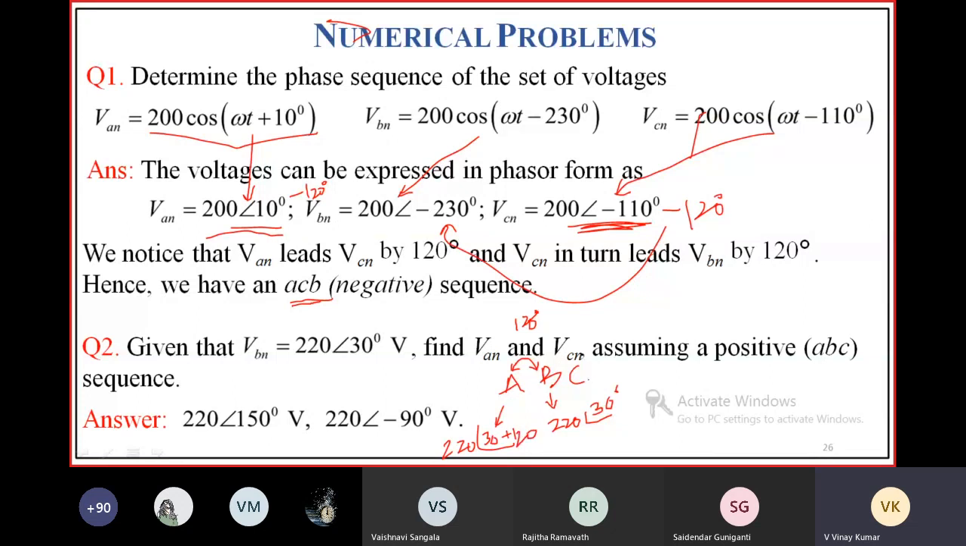Now coming to this. Phase C lags phase B by an angle 120 degrees. So 220 at an angle 30 degrees minus 120 degrees, which is equal to 220 at an angle minus 90 degrees.